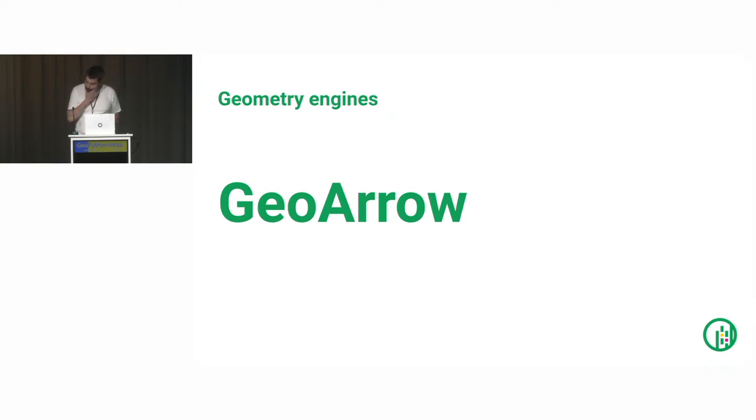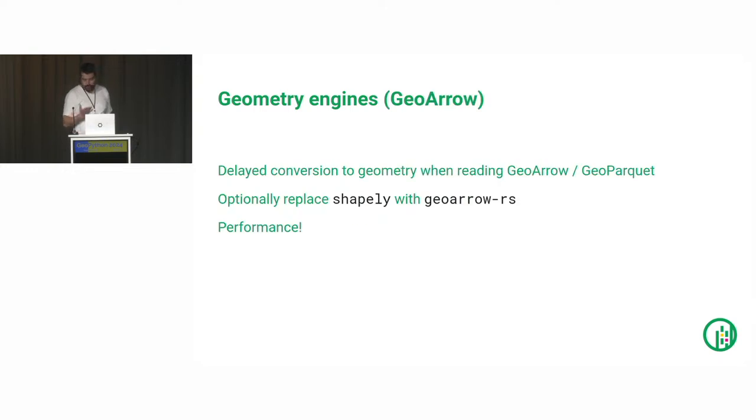And the second geometry engine we would like to expose within GeoPandas once it's mature enough is GeoArrow, which allows us to do two things. In the first, shorter-term step, it allows us to delay conversion from a GeoArrow representation in GeoParquet or GeoArrow in-memory representation to GEOS geometries. And optionally, it will allow us to replace Shapely with the geometry engine written in Rust on top of GeoArrow geometry representation, which should provide decent performance improvements as Rust folks are trying to sell right now.